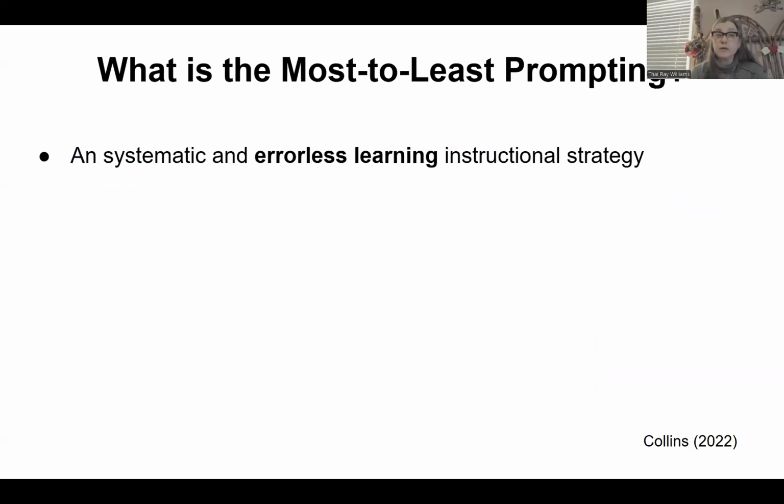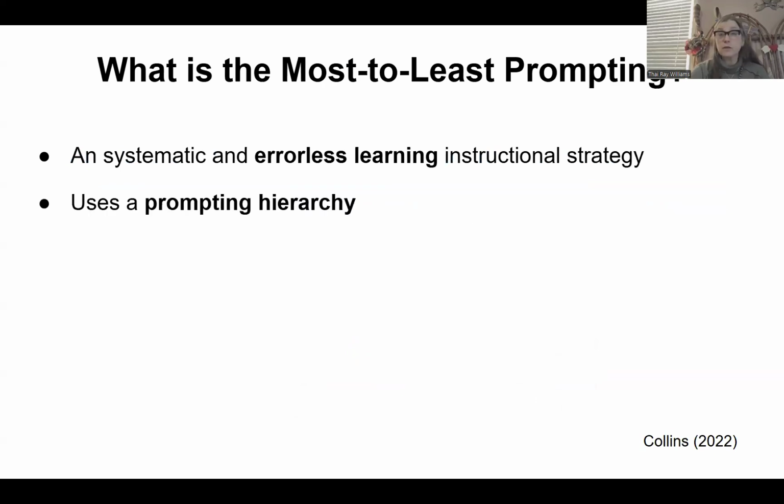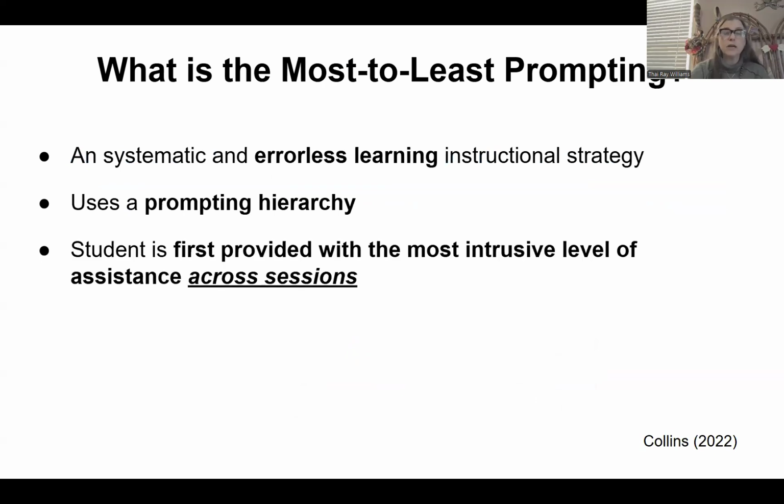Now, this is part of systematic instruction, and it is another errorless learning instructional strategy because, again, our goal is errorless or near errorless learning, because we do know there are going to be times students are going to make mistakes or errors. We do use a prompting hierarchy, and as always, we want to make sure that that is individualized for the student.